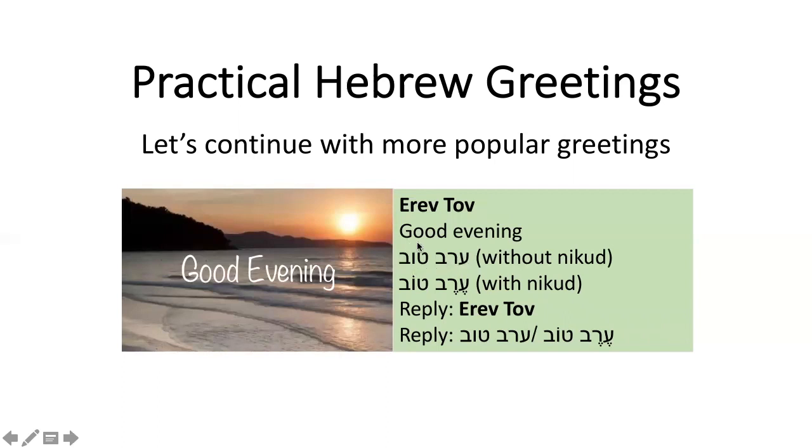And this word, we already saw in the previous slides. Tov means good. So without any nikud, there are no dots in here, but it says Erev Tov. Erev Tov. And with the nikud, Erev Tov.